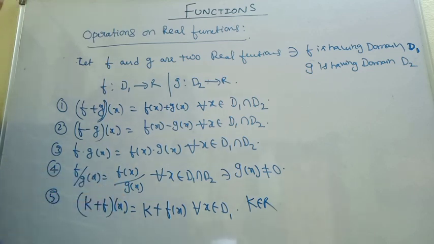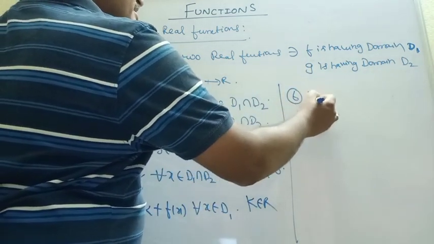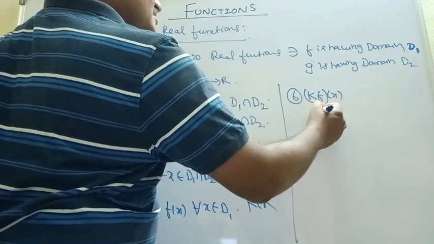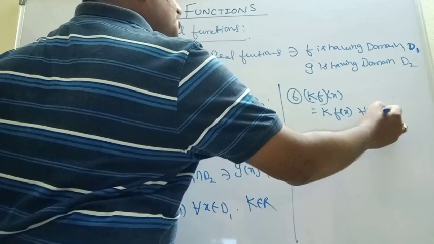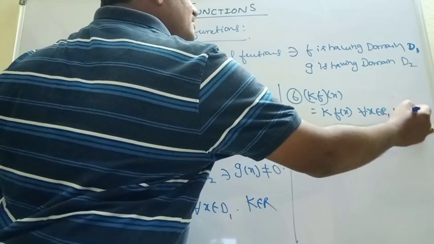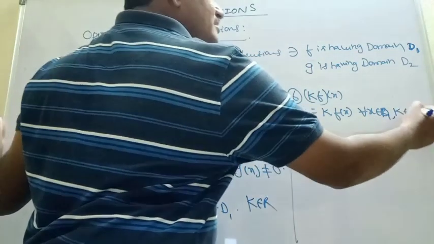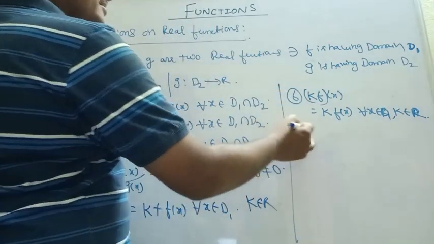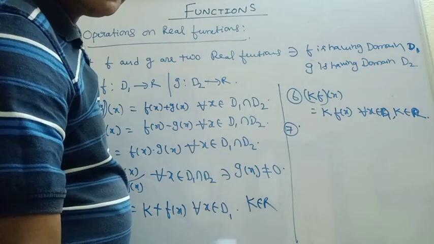And one more thing here, my dear students, the sixth one is k into f of x. K into f of x is nothing but k times f of x for all x belonging to D1, and k belongs to R, real numbers, like this, right? This is the sixth one. And the seventh one we have here, like, right?